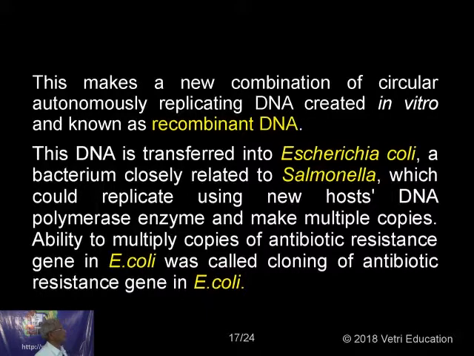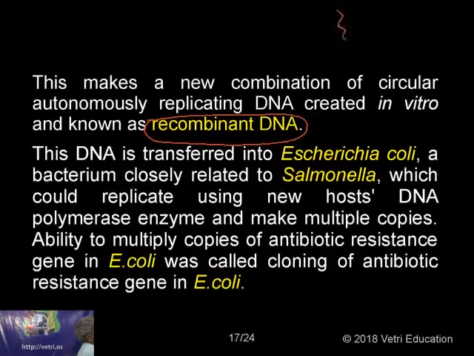This makes a new combination of a circular, autonomously replicating DNA created in vitro and known as the recombinant DNA. So this DNA is called a recombinant DNA. Now you understand what a recombinant DNA is? This is the DNA, a portion of the DNA, and now you have made a cut and then added a new DNA portion to this. A new DNA has come to this. Now this is what is called a recombinant DNA.